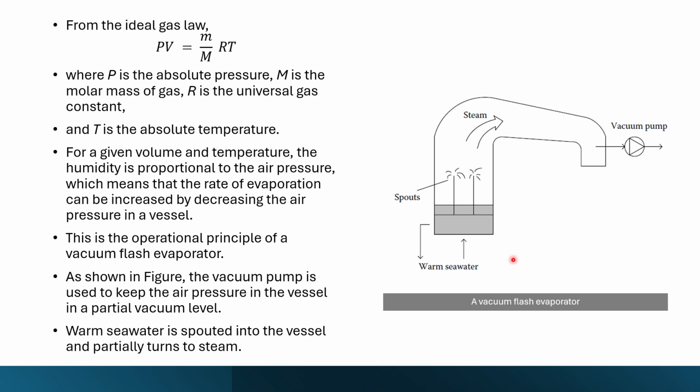As shown in the figure, the vacuum pump is used to keep the air pressure in the vessel at a partial vacuum level. Warm seawater is spouted into the vessel and partially turns into steam. This is how the closed loop system of OTEC works. OTEC is ocean thermal energy conversion. The thermal difference in the ocean or seawater is utilized to generate electricity. This is how electricity is generated using the thermal energy in the ocean or seawater.